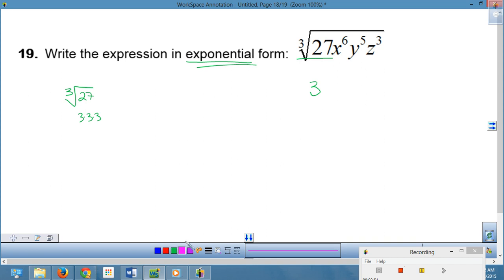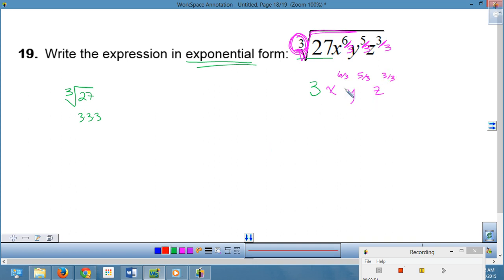Now, the way this works is kind of like the division sign, but for exponents. So we're taking this number and we're dividing everything by it. You take the 6 and we're going to divide it by 3. You take that 5, you divide it by 3. You take the 3 and you divide it by 3. And so really you get x to the 6 over 3, y to the 5 over 3, and z to the 3 over 3.